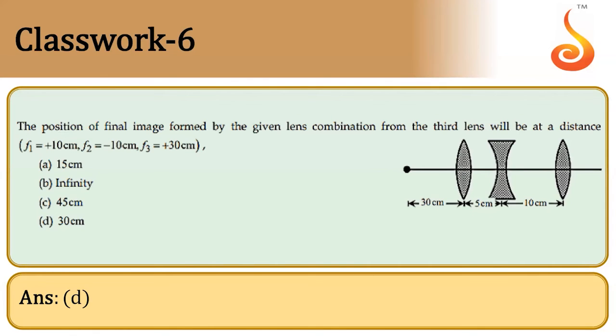The position of the final image formed by the given lens combination from the third lens will be equal to how much? When I go to the blank screen, you have to tell me the numbers. This is what he has given. The first lens focal length is 10. The second lens focal length is minus 10. The third lens focal length is plus 30. Where is the final image formed? Let's go to a blank screen and discuss some quick things.